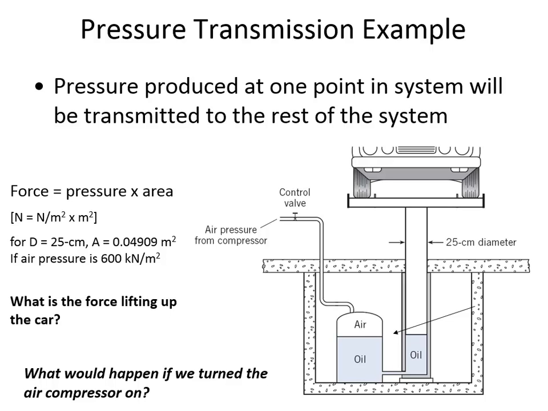And so what if we increased the pressure inside of the tank by 7,000 newtons per meter cubed, we're assuming is the unit weight of the oil. So if instead of 600 kilonewtons per square meter, what if it was 607 kilonewtons per square meter? Well, then what would happen is it would rise 1 meter.